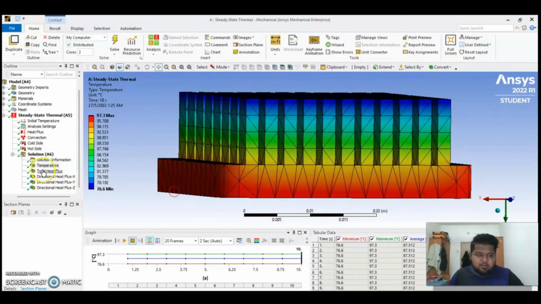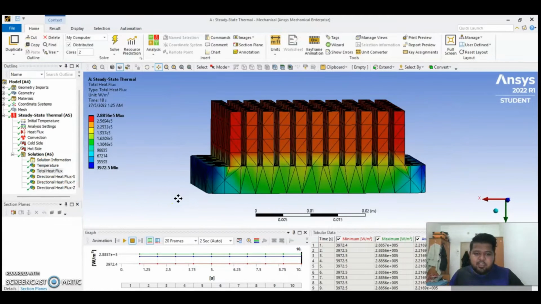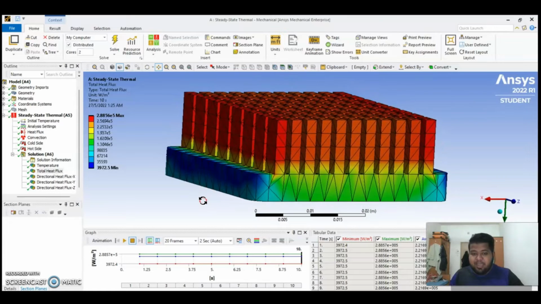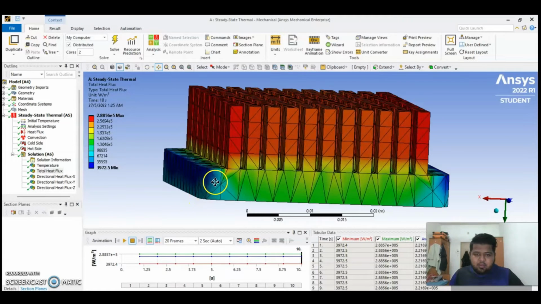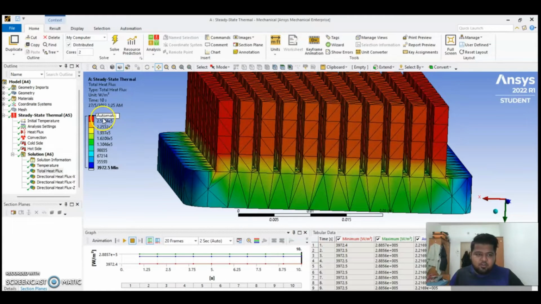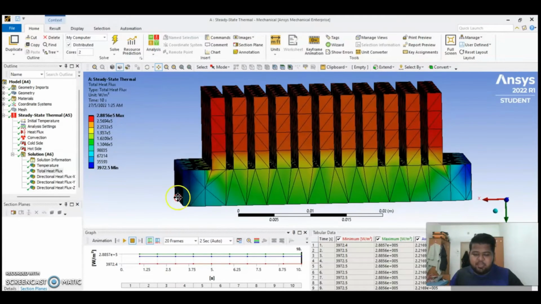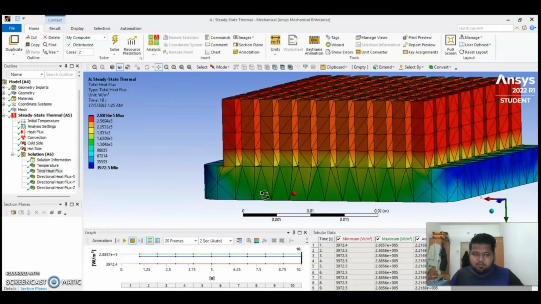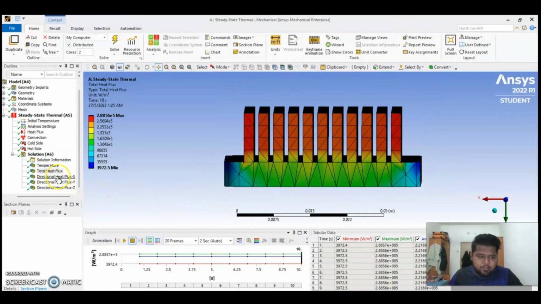Okay, now let us look at the total heat flux. For the total heat flux, we are able to see the maximum and minimum values. The maximum heat flux is at the top, around 2.8856, and below it's around 3972.5, which is the minimum. So heat flow intensity at the top is lesser than the heat flow at the bottom.